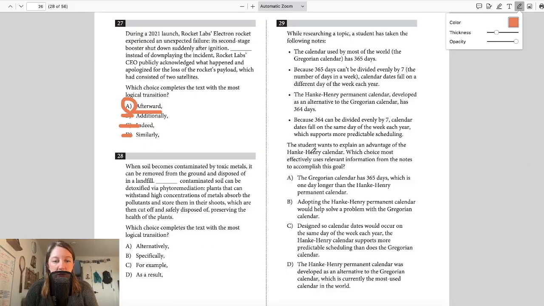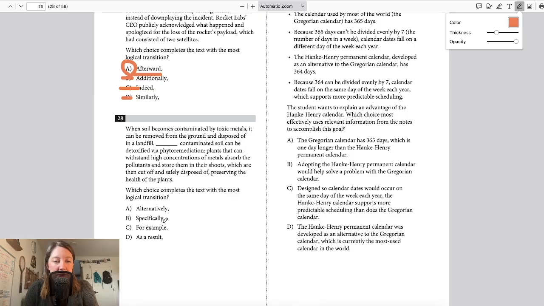So we're going to go ahead and, just like last time, get rid of something like specifically, because specifically would be doubling down on how it's disposed of in a landfill. But really what's happening is they're describing how the soil is broken down after it's been disposed of. So the same people who disposed of it are not the ones detoxifying it, right? It's plants actually that are doing it.